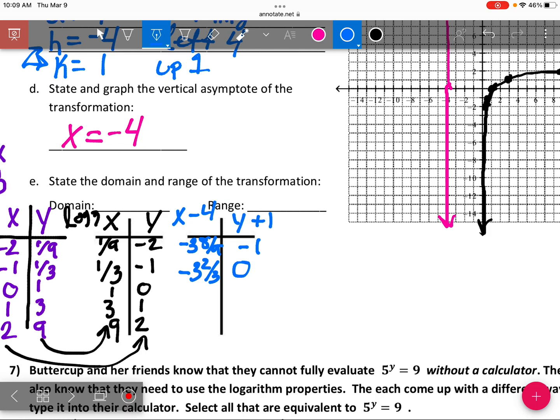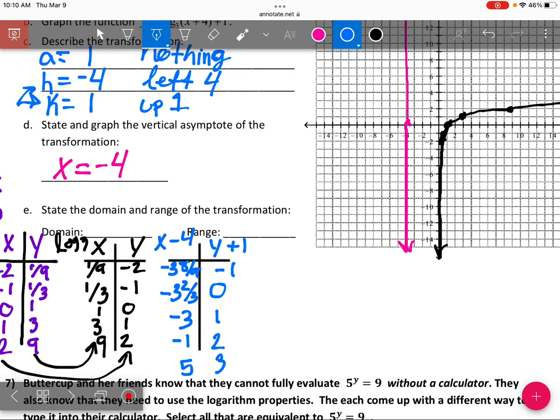1 minus 4, negative 3. 0 plus 1 is 1. 3 minus 4 is negative 1. That's meant to be a 1. 1 plus 1 is 2. And 9 minus 4 is 5. 2 plus 1 is 3. That gives us our points for our transformed function.